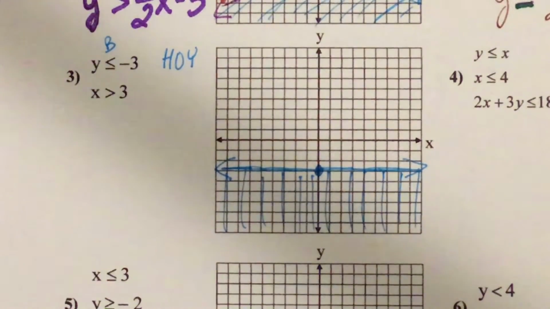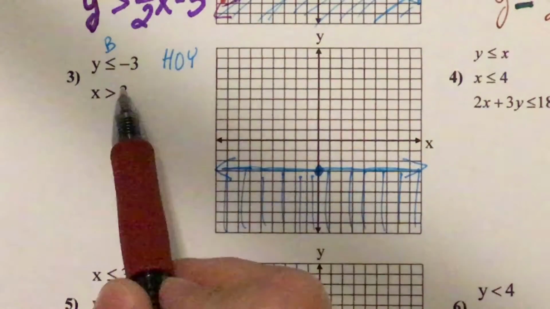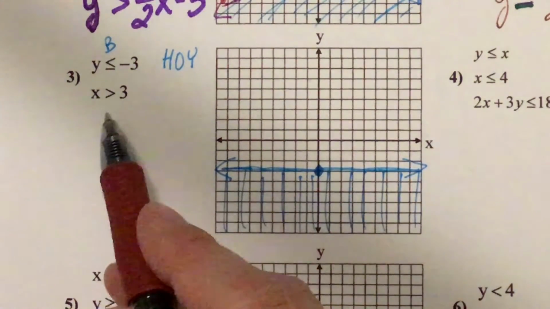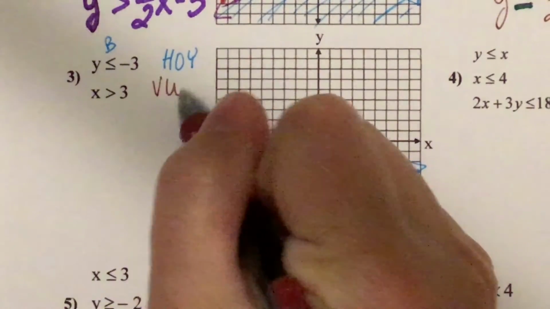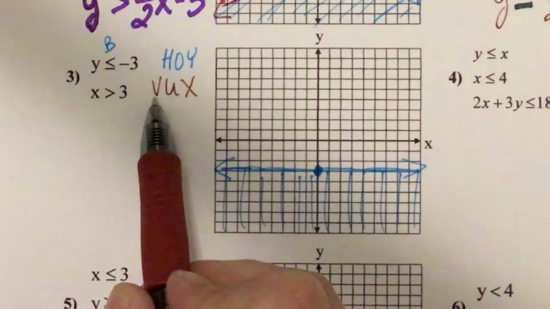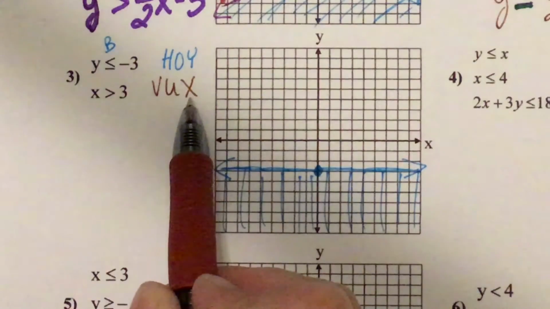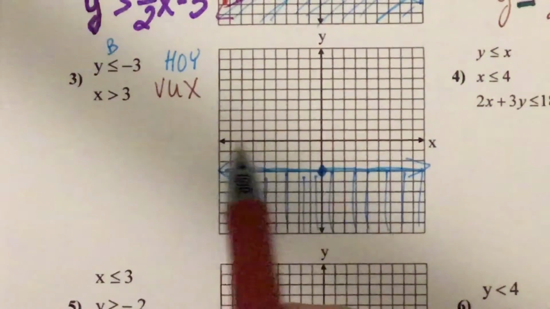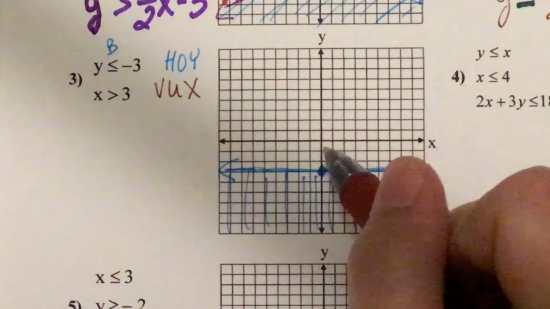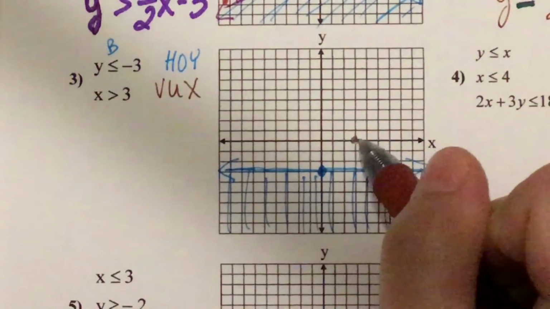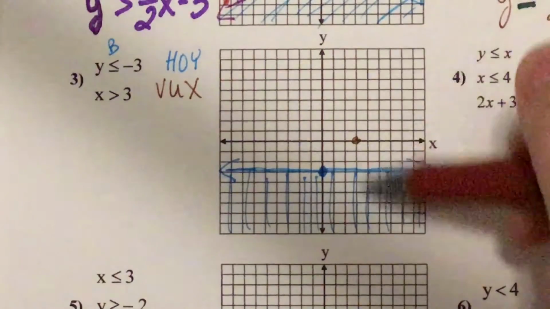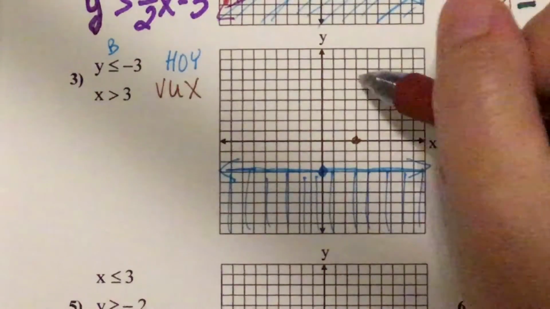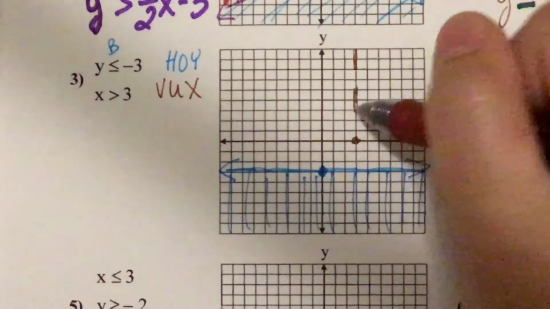Okay, looking at the next equation. Is this one going to be diagonal? Nope. So this is a Vux. So V stands for vertical, undefined slope, X equals equation. Okay, so first I go to where X is a 3. This is your X-axis. So I'm going to go right 3. And then vertical is this way. Is it solid or dashed? Dashed. There's no equals, so this will be a dashed line.